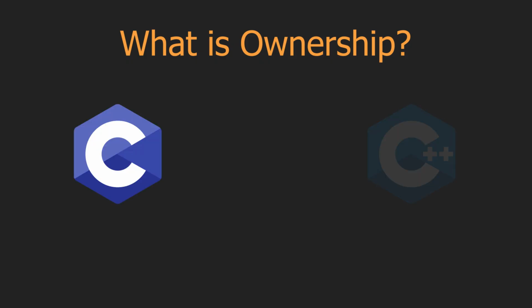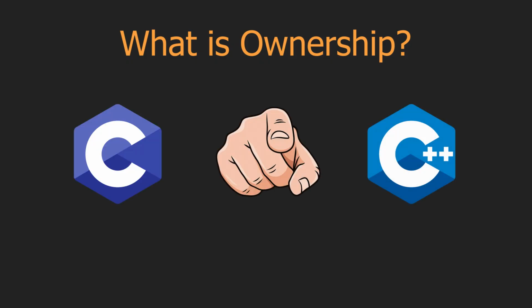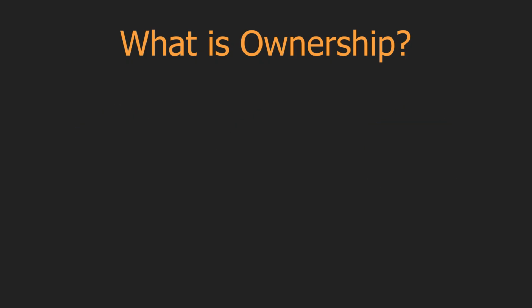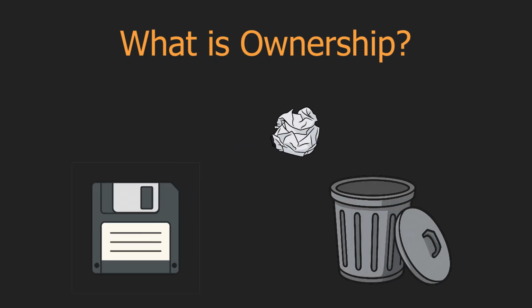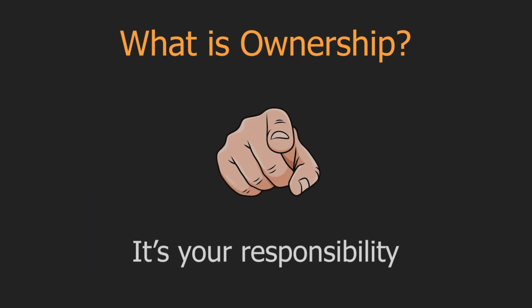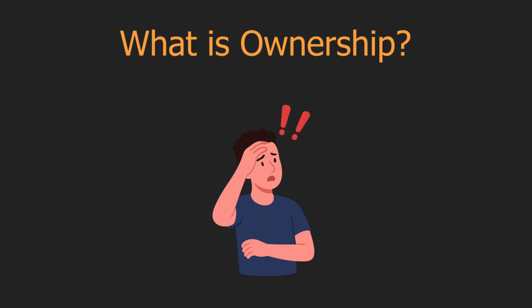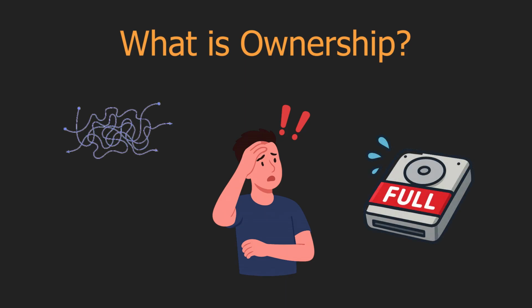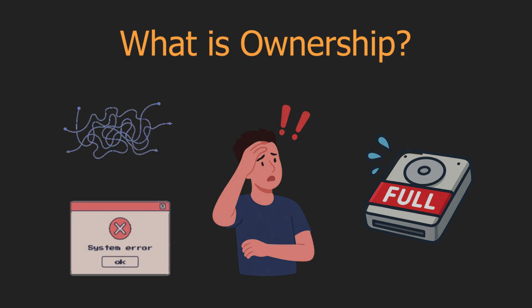In languages like C or C++, you have to allocate the memory. And once the purpose is served, you also have to deallocate to free up that memory. So you have to remember to do it. If you forget, your program becomes messy, uses too much memory, or can even crash.